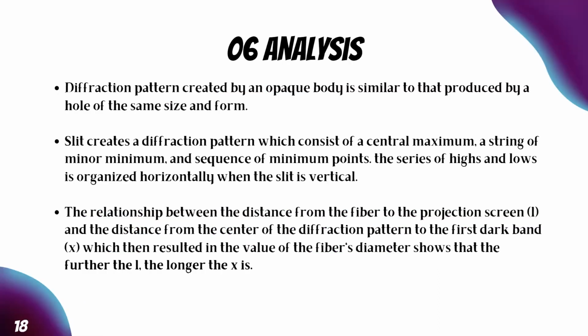Next one is the analysis. Babinet's principle states that the diffraction pattern created by an opaque body is similar to that produced by a hole of the same size and form. The sum of the radiation pattern caused by B and B' must be equal to the radiation pattern of the unobstructed beam. A slit creates a diffraction pattern consisting of a central maximum, a string of minor maximums, and a sequence of minimum points. The diffraction theory is used to determine the minimum intensity of a spot on a screen.